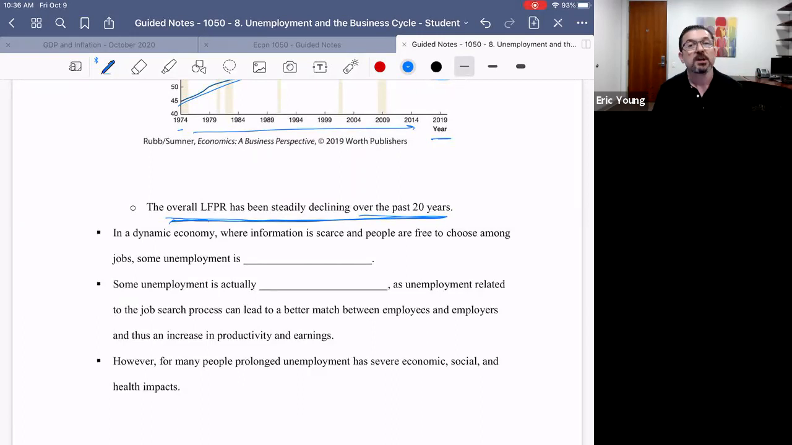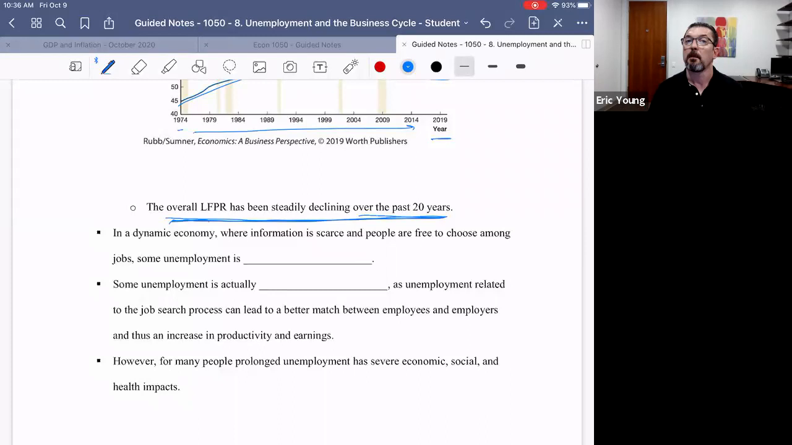Okay? Anyway, so we have our two big rates, the unemployment rate, the labor force participation rate. I would want you to understand, number one, how to calculate them. Number two, what the different terms in each one mean. And number three, just kind of a general sense and a trend of what's going on within those rates. Okay? Now, with that said, I want to wrap up my discussion on unemployment with a couple of broader points.